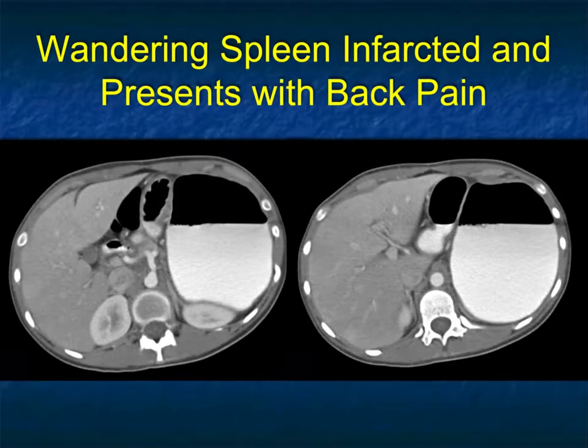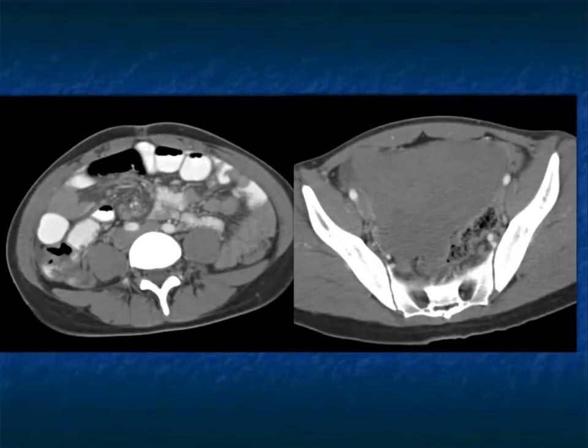Here's another case of back pain. Look at the upper abdomen. You see the stomach well distended. You see the spleen. Wait a second. You don't see the spleen. You see the left adrenal. You see the left kidney. You see the stomach. Where's the spleen?